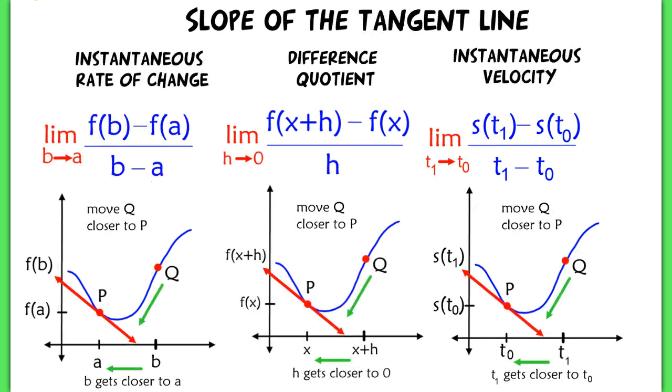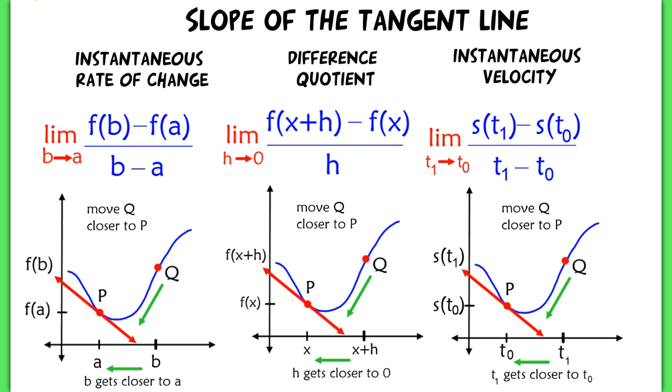All right, so here we go. This summarizes everything I was just explaining. So the slope of the tangent line can be referred to in three different ways. We can call it the instantaneous rate of change. Now what this is saying is as you move Q closer and closer to P, you will get the instantaneous rate of change as opposed to the average rate of change. So it's the instantaneous rate of change at point P.